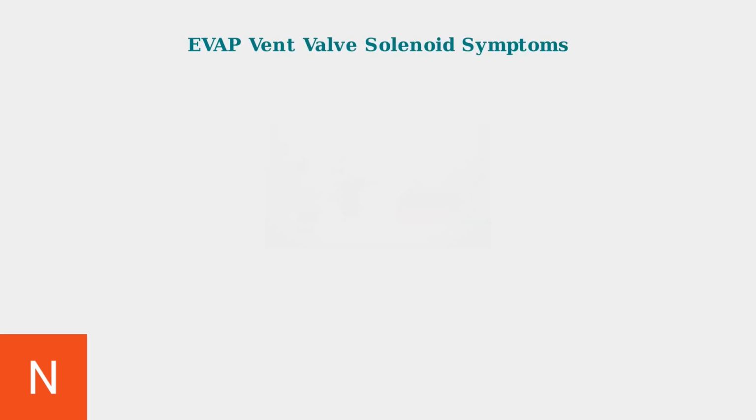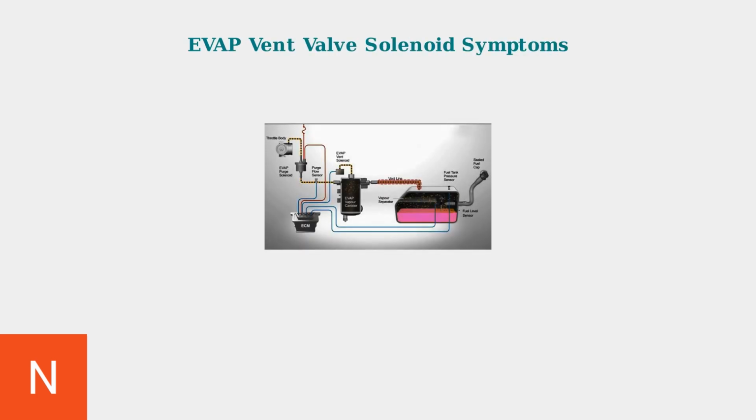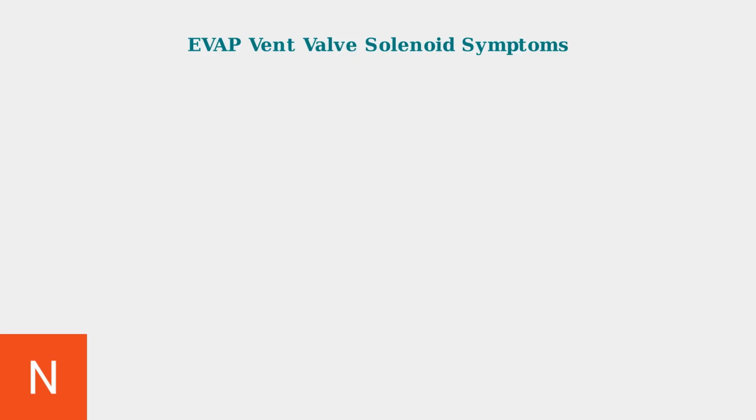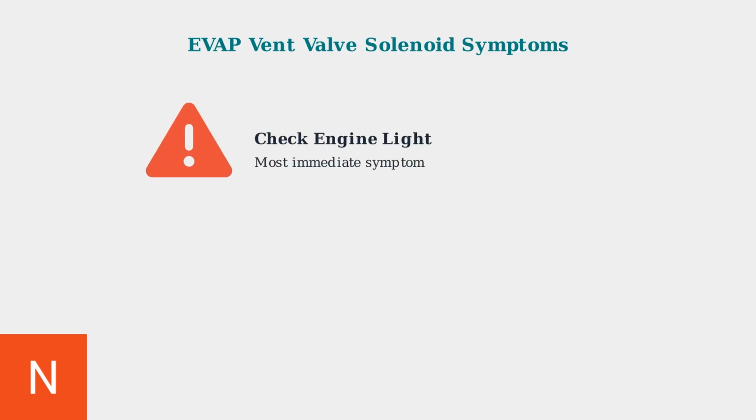The EVAP vent valve solenoid is a crucial component in your vehicle's emission control system. When this component fails, it produces several distinct symptoms that you need to recognize. The most immediate and common symptom is the check engine light illuminating on your dashboard. This warning light indicates that the vehicle's computer has detected a problem with the emission control system.